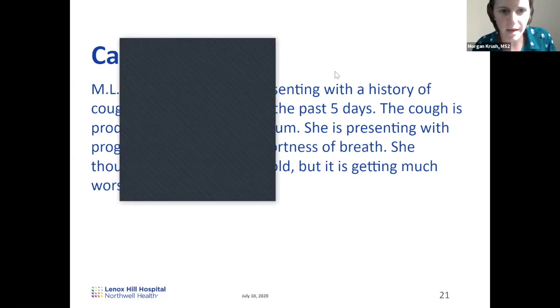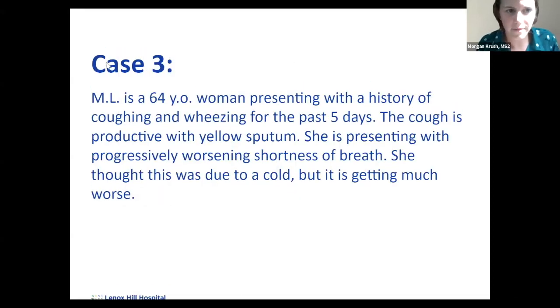All right. So we have case number 3 for this lecture. ML is a 64-year-old woman presenting with a history of cough and wheezing for the past 5 days. The cough is productive with yellow sputum. She is presenting with progressively worsening shortness of breath, and she thought this was due to a cold, but it is getting much worse.